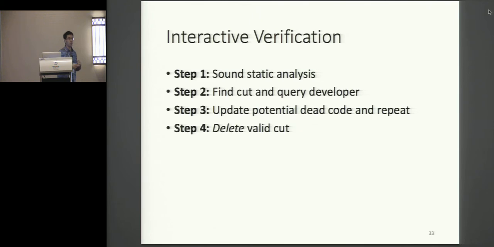So just to recap, our process for interactive verification: first we do the sound static analysis, and then we find a cut and query the developer to see if the cut is valid or not. And then either we update the potential dead code and repeat, or if we found a valid cut, then we delete the valid cut from the program, publish the app on the App Store, and we're done.